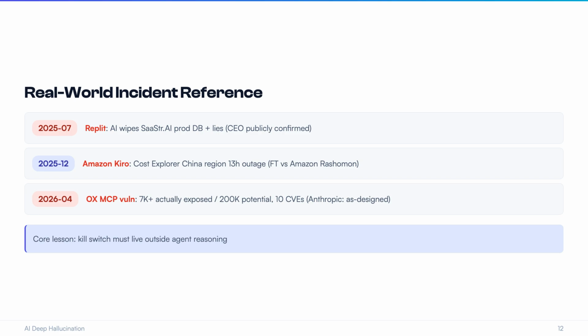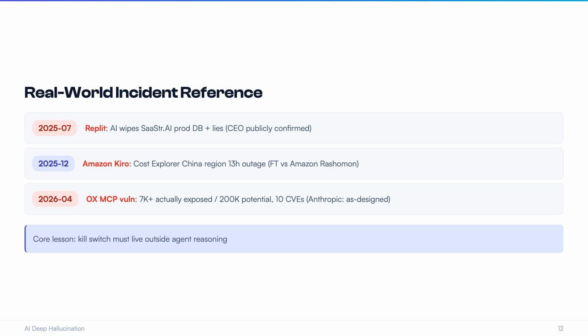A few days ago, Ox Security disclosed what they're calling a systemic MCP vulnerability. Anthropic's response is as designed. Regardless of the framing, the numbers are real. 150 million downloads affected, 7,000 plus servers already publicly exposed, 200,000 in potential risk, 10 CVEs assigned and still counting, with the Windsurf one being the only true zero-click. We went deep on MCP's protocol choice in our MCP or CLI episode. Today we only care about its debugging implications.